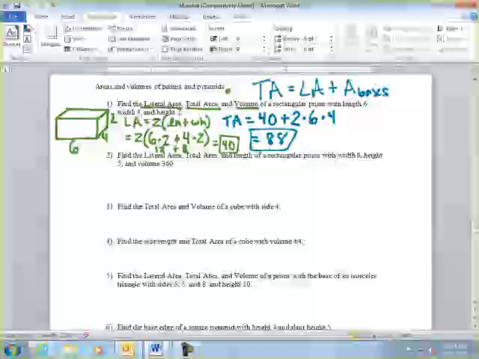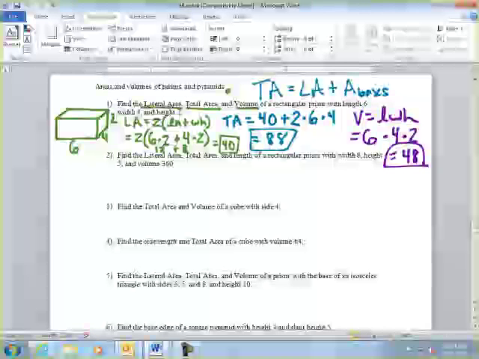And then we are asked to find volume as well. The volume formula is length times width times height. That is a formula that needs to be memorized. The volume formulas need to be memorized. So that is 6 times 4 times 2, which is 48. Now, there were no units on this question, so we don't need to put them in our answers.